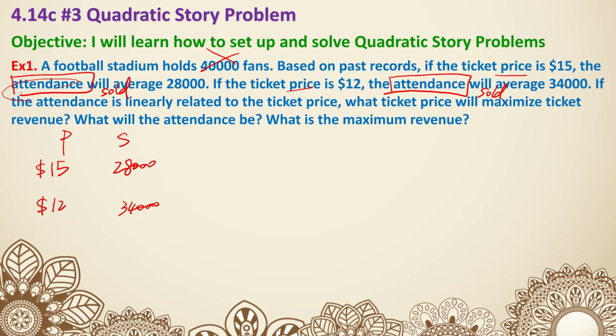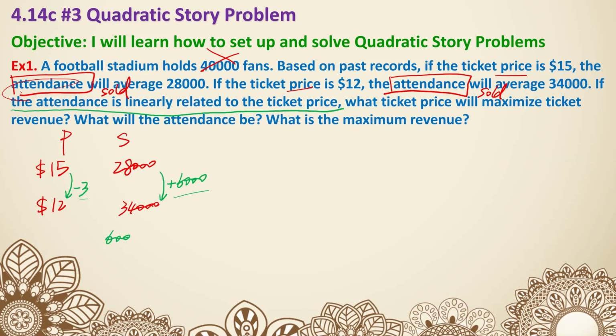Now, in order to maximize the revenue in this case, we just need to find the relationship between the price change and the ticket sold change. And then we can do the exact same thing. That's why there's this next sentence: if the attendance is linearly related to the ticket price, which basically means a $1 change in the price corresponds with a certain amount of ticket sold changes. As you can see here, when the price went down $3, the tickets sold went up 6,000. So that means each negative 3 dollars corresponds with 6,000 extra tickets sold.